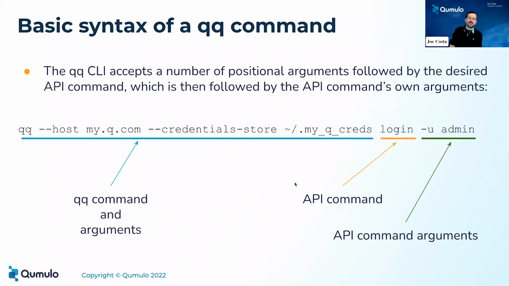So here's the basic syntax of a QQ command. The QQ CLI accepts a number of different positional arguments, followed by the actual API command, which then is followed by the API command's own arguments. So these are position sensitive. Anything that is related to QQ itself has to come at the front before you introduce the first API command. So all the stuff here in blue relates to the QQ CLI itself, followed by the API command, followed by the API command's own arguments right there.